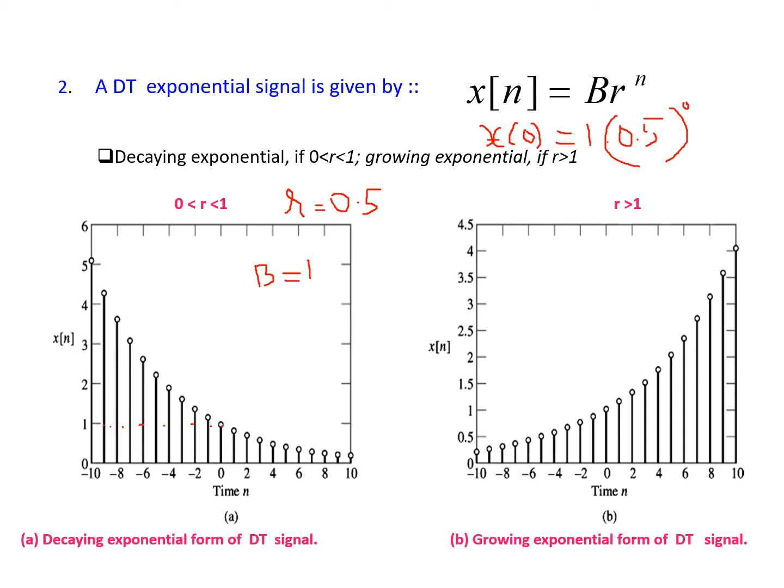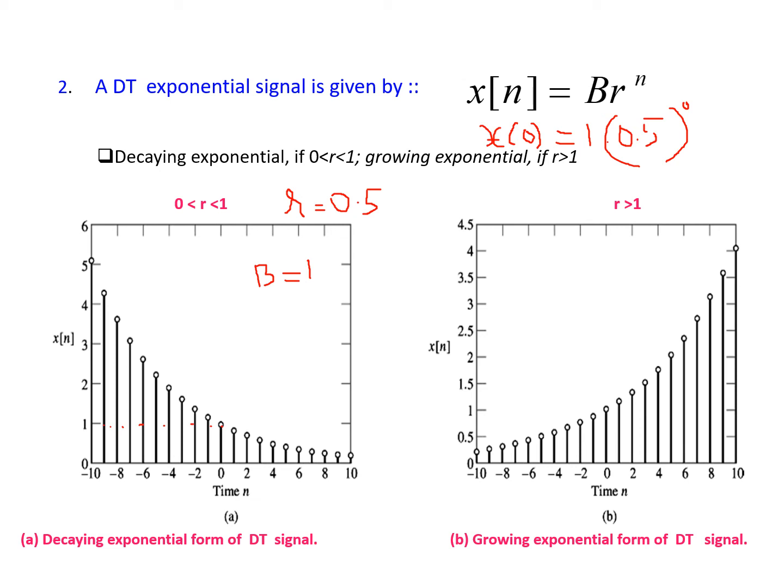Similarly, if n decreases below 0, suppose I put n is equal to -1, as you put n negative, the value of x keeps on increasing. That is, if I put larger and larger negative values of n, the value of x keeps on increasing. So I can say when n goes from the smallest value to the largest value, the signal value keeps on decreasing, or this represents a falling exponential in discrete form. That is, if r is a positive fraction, the whole equation becomes a decreasing exponential.